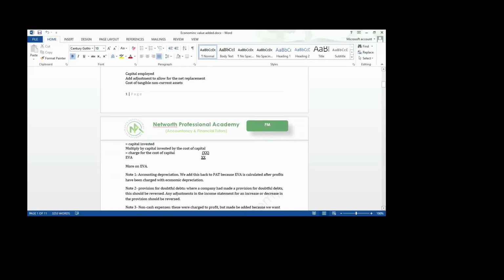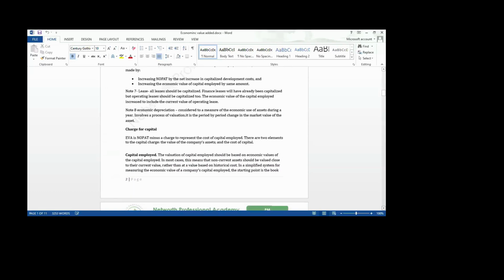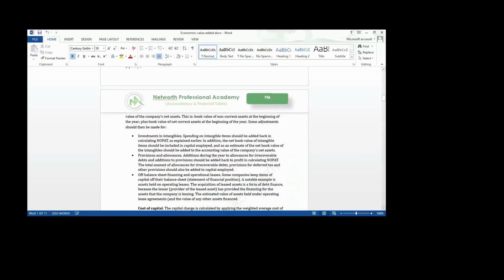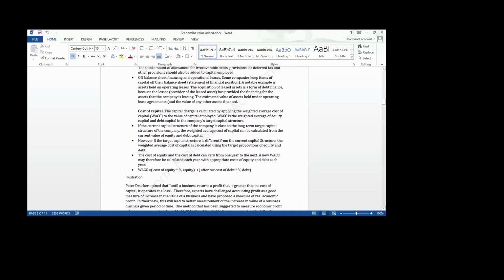Examiner may give you the cost of capital, or you may be required to calculate the cost of capital. If you are given the cost of capital, you are fine. But when you are not given the cost of capital, examiner must provide data that can be used for the cost of capital computation.